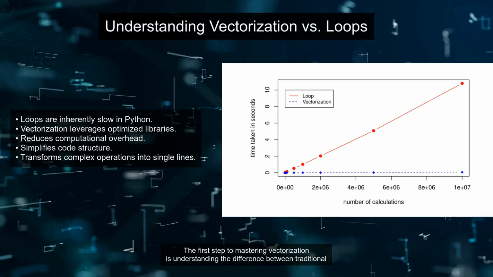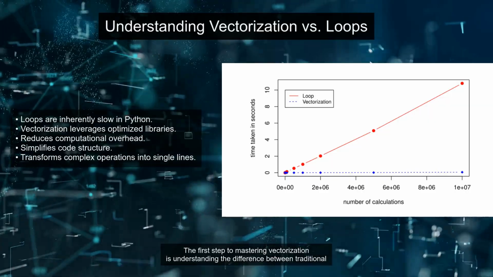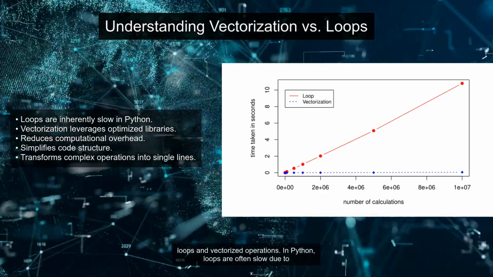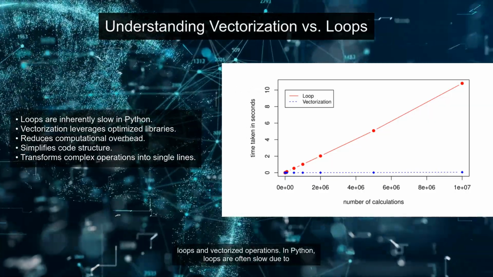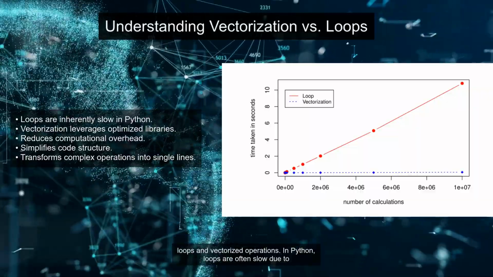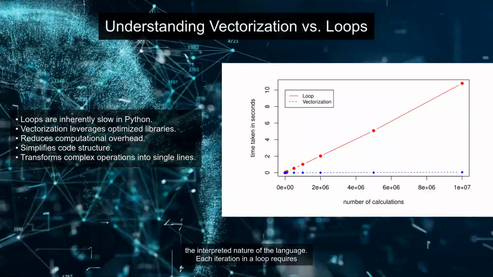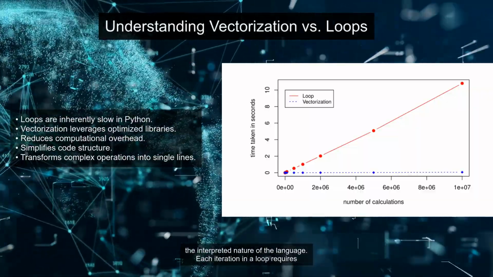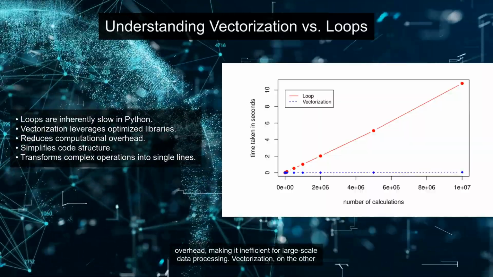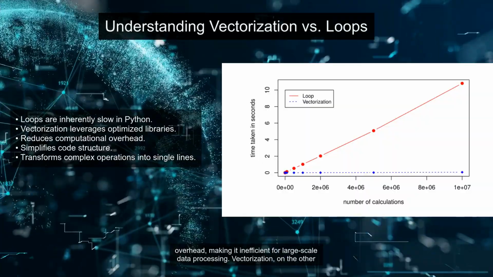The first step to mastering vectorization is understanding the difference between traditional loops and vectorized operations. In Python, loops are often slow due to the interpreted nature of the language. Each iteration in a loop requires overhead, making it inefficient for large-scale data processing.